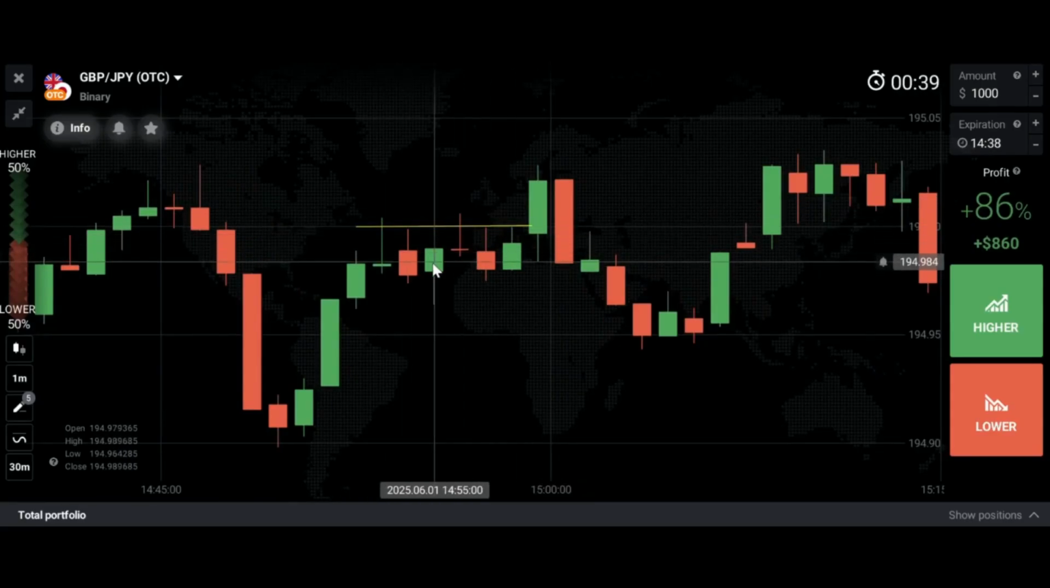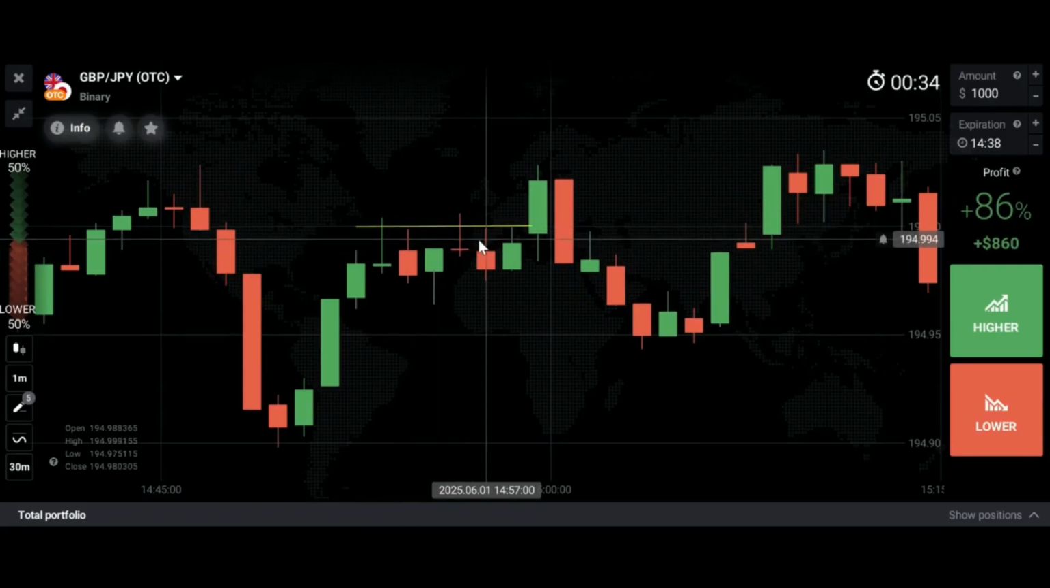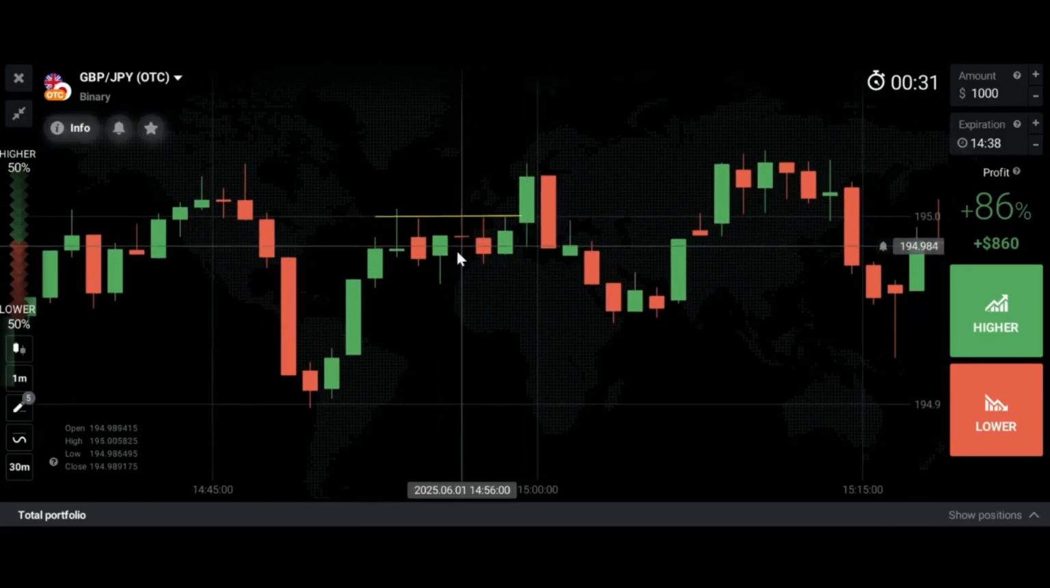That's all we have to do. Wait until we have three confirmation touches so we can enter on a fourth candle in this type of consolidation or candle accumulation.